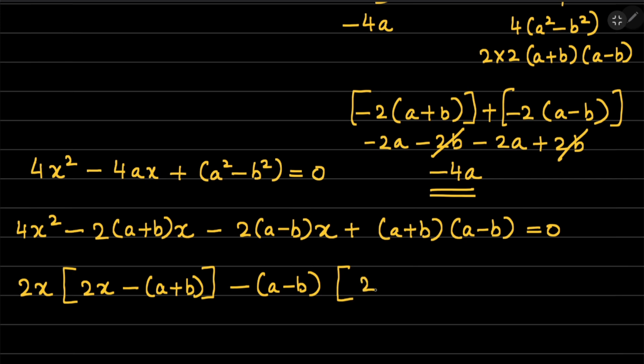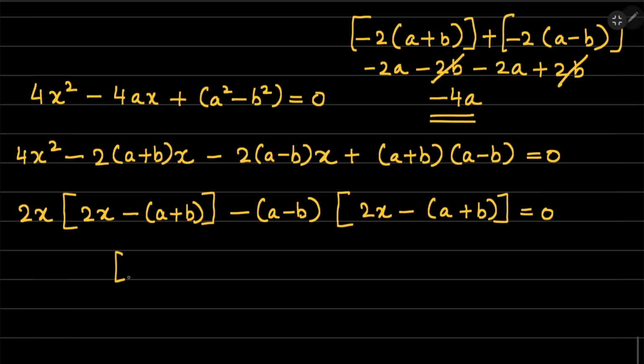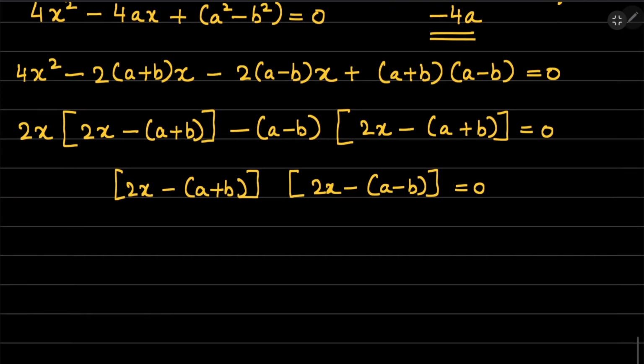Open a square bracket. You will have 2x minus a plus b, and the second term equal to 0. So everything else is the same. Now you can take 2x minus a plus b as common among the two expressions. The other value is 2x minus a minus b equal to 0. So this leaves us with 2x minus a plus b.